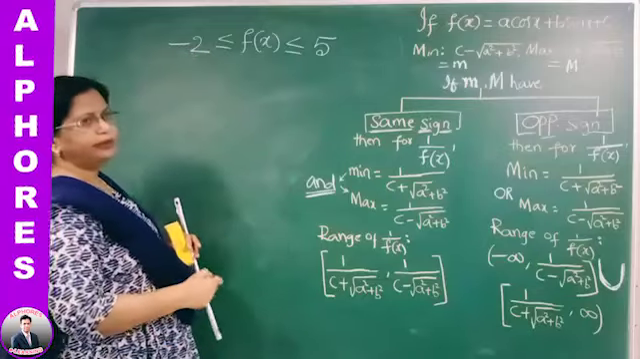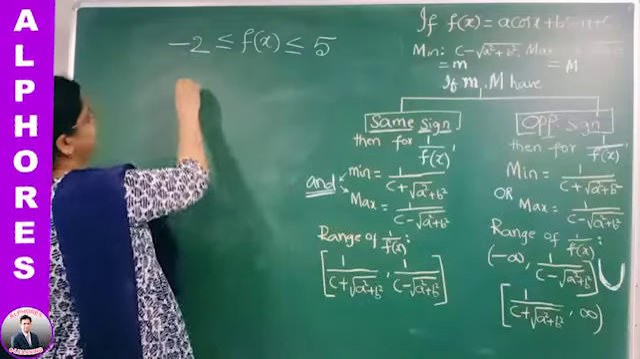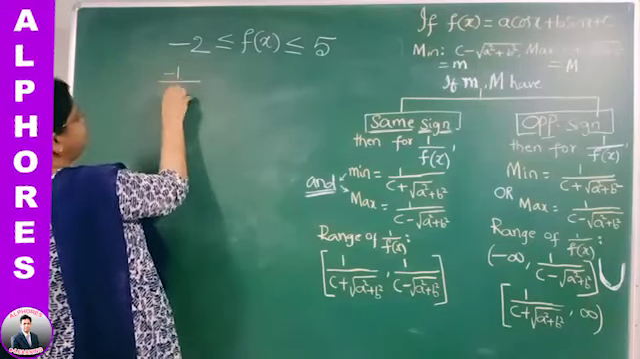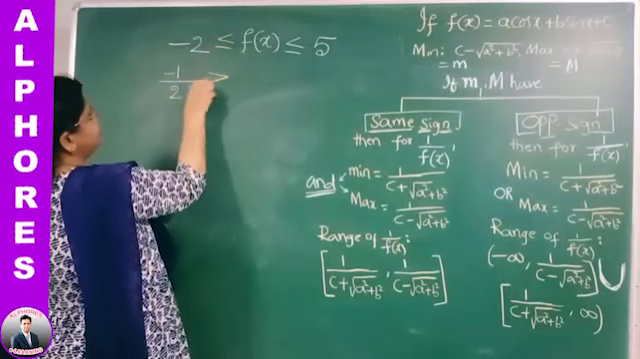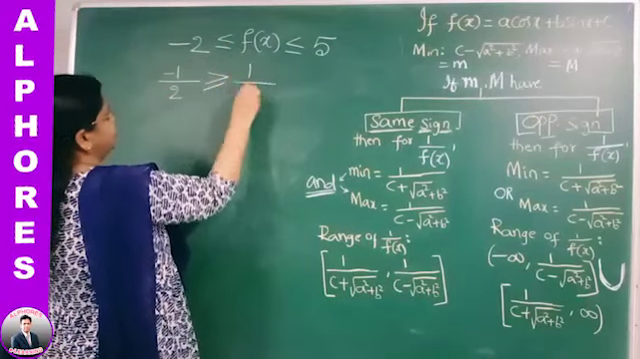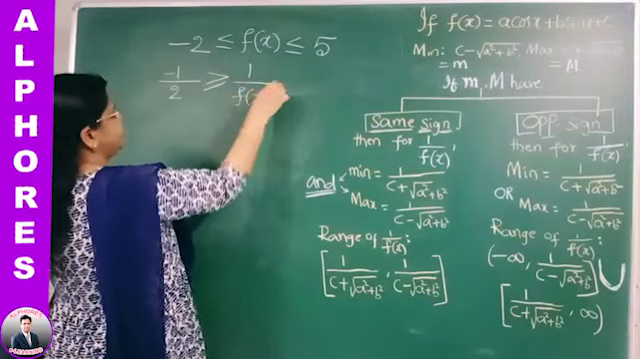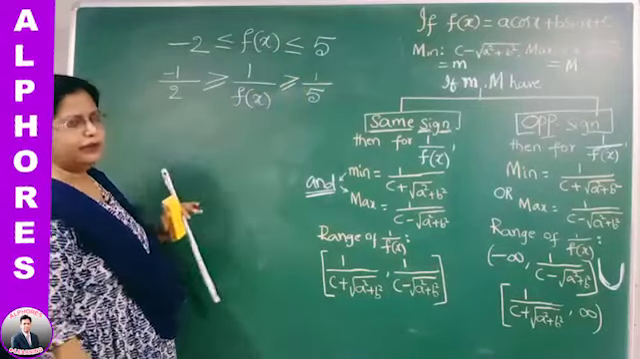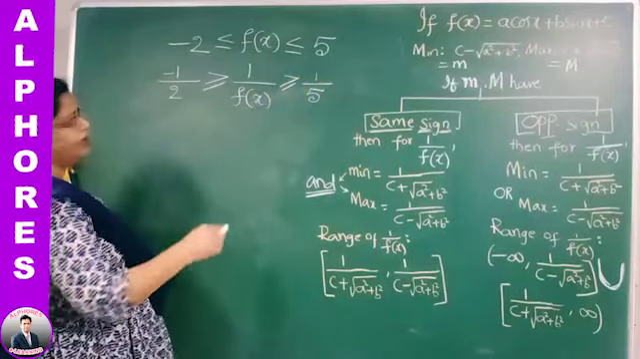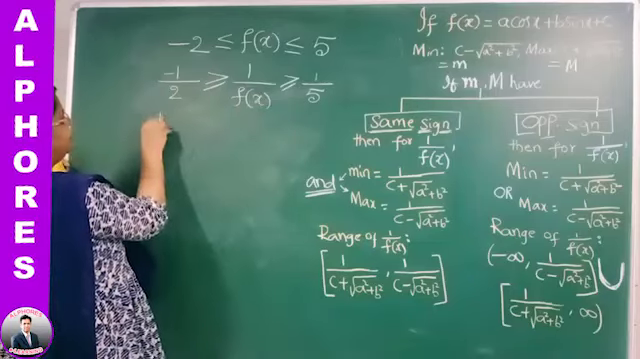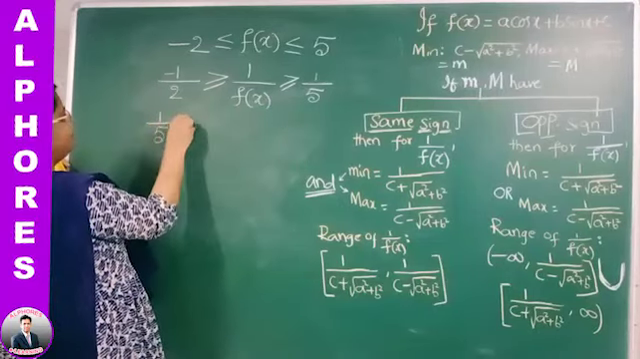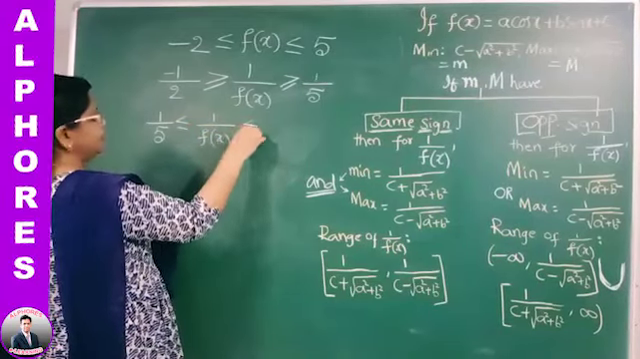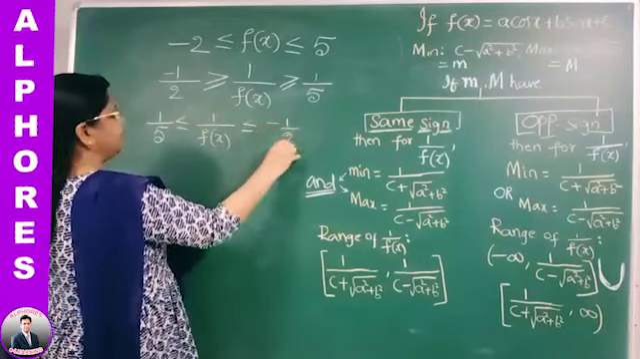And now I want to take the reciprocal. If I take the reciprocal, what is happening? 1 by minus 2, or minus 1 by 2. You have to change the symbol, that is the inequality. And this one is 1 by f of x greater than or equal to how much? 1 divided by 5. Okay, up to this you got the idea. And now if I reverse the entire inequality, that is 1 divided by 5 less than or equal to 1 by f of x, it is less than or equal to minus 1 divided by 2.